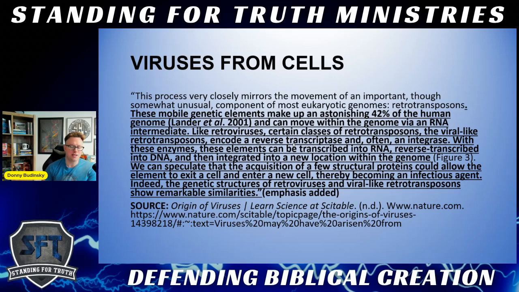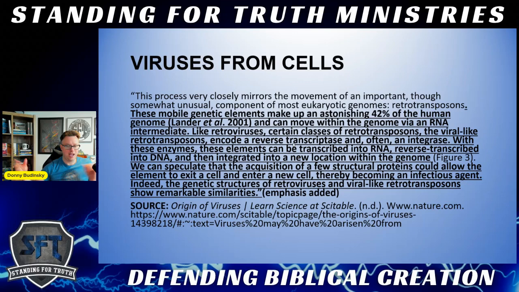With these enzymes, these elements can be transcribed into RNA, reverse transcribed into DNA, and then integrated into a new location within the genome. And when they do that, they're going to leave behind a mark, but it's due to internal reasons. We can speculate that the acquisition of a few structural proteins could allow the element to exit a cell. Notice this. They exit a cell and enter a new cell, thereby becoming an infectious agent. So they didn't start off infectious. They became infectious through processes taking place in the genomes of living organisms. They exit a cell and enter a new cell, and then they can even enter the cell of a new host if they cross species.